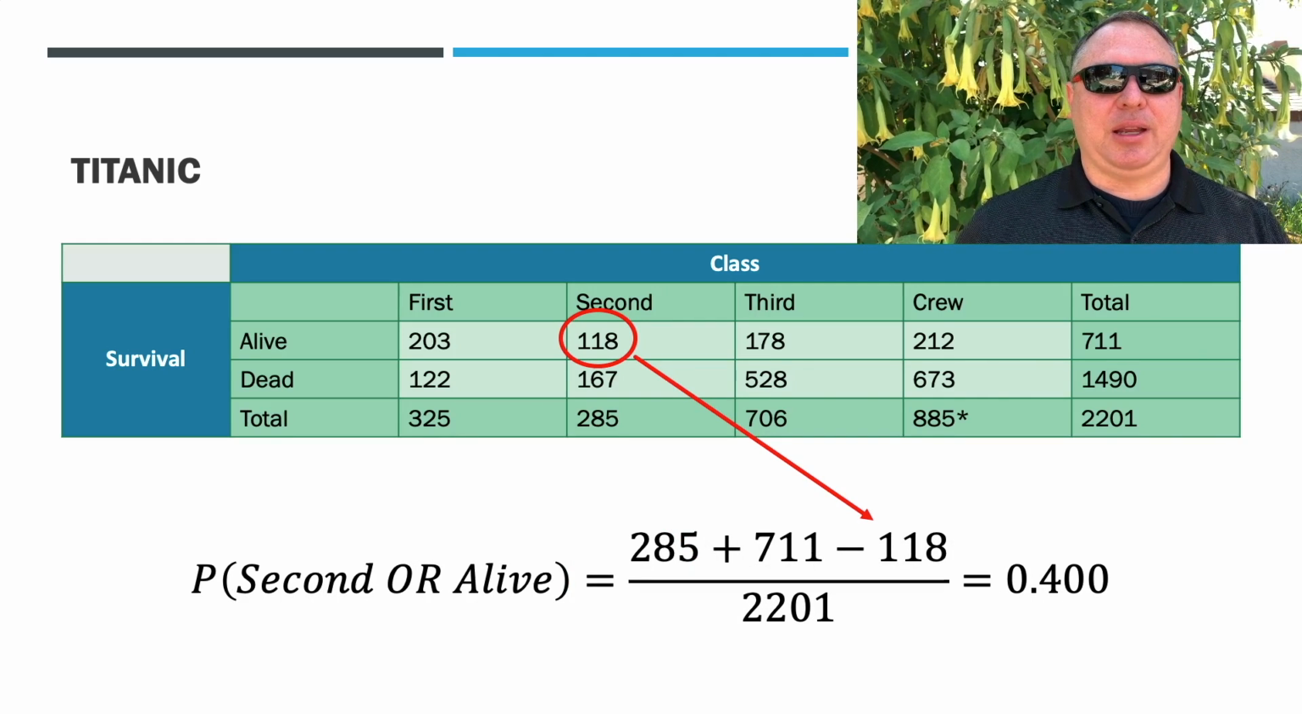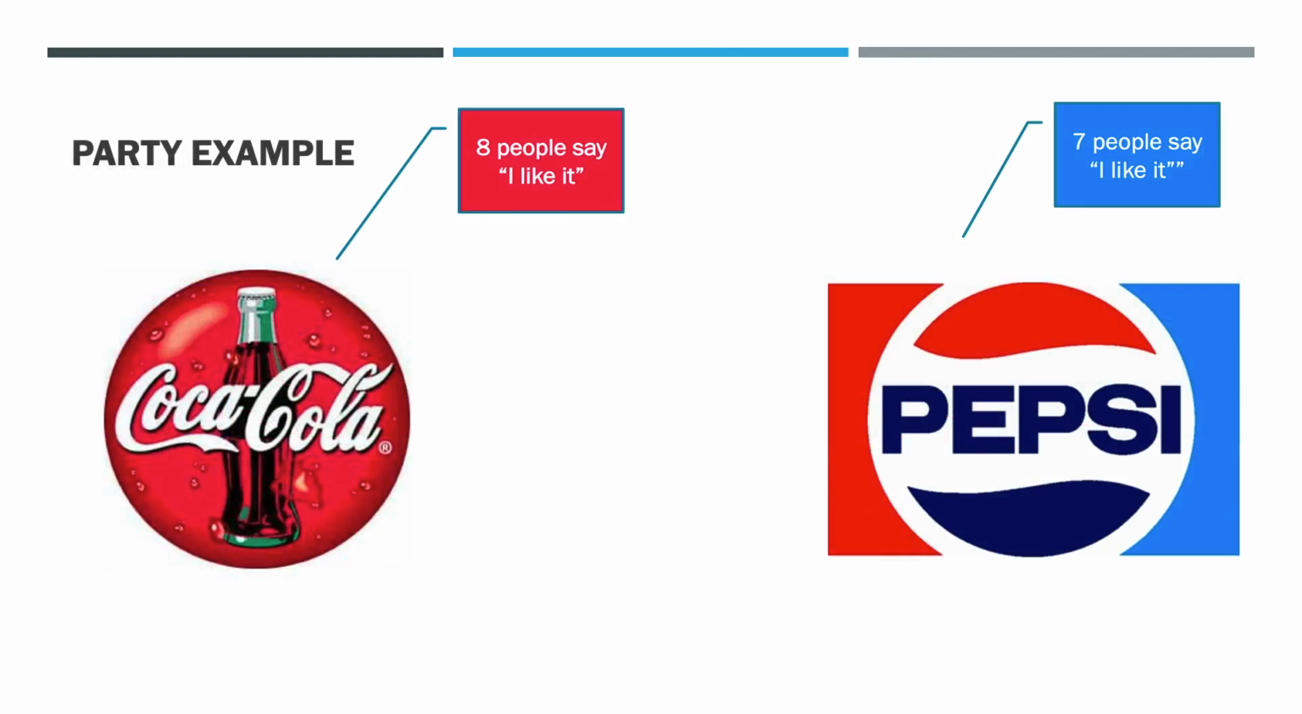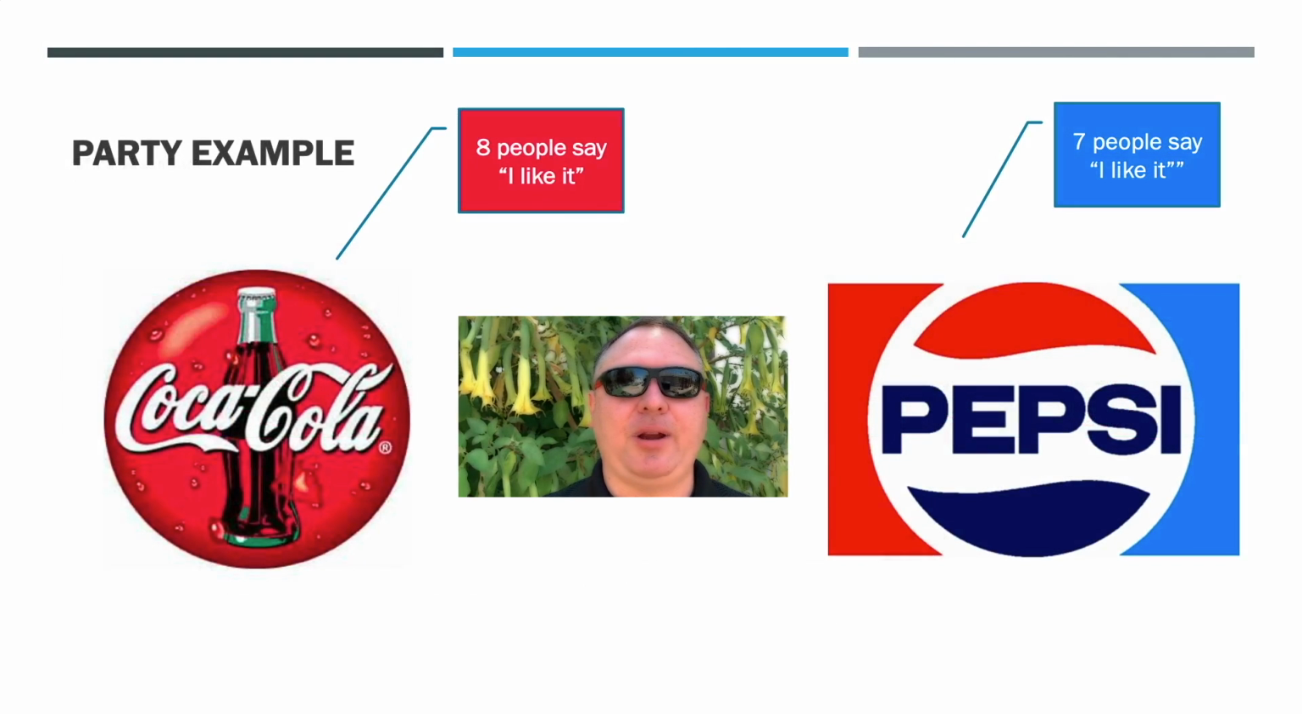Let me give you another example. I'm inviting 10 friends over for a party. I ask them, how many people like Coke? 8 people say, I like it. Then I ask, how many people like Pepsi? 7 people say, I like it. Do I now have 15 friends? Is it just 8 plus 7? No, it must be that some people like both Coke and Pepsi.